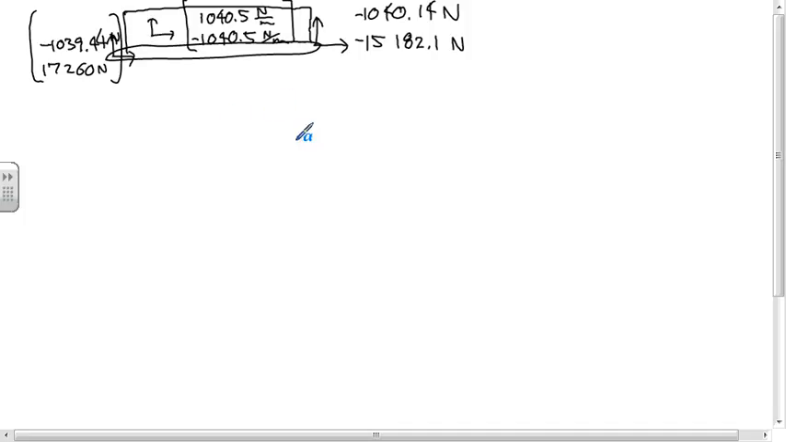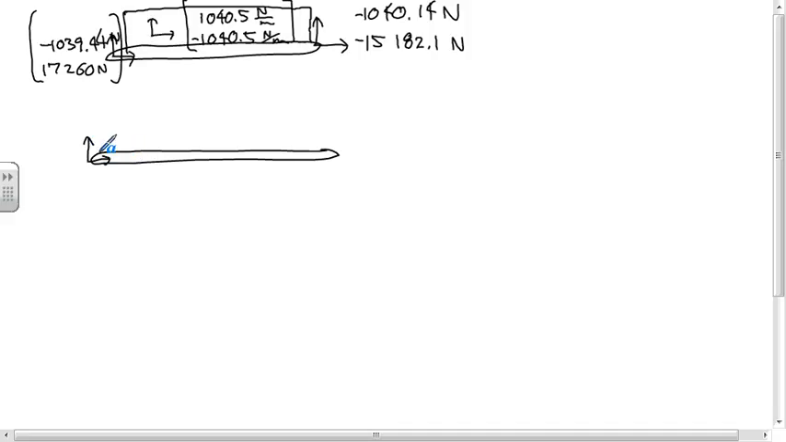All right, I'm going to redraw this and break this vector, this distributed load vector, up into a horizontal distributed load and a vertical distributed load, because we're going to have to treat those differently.